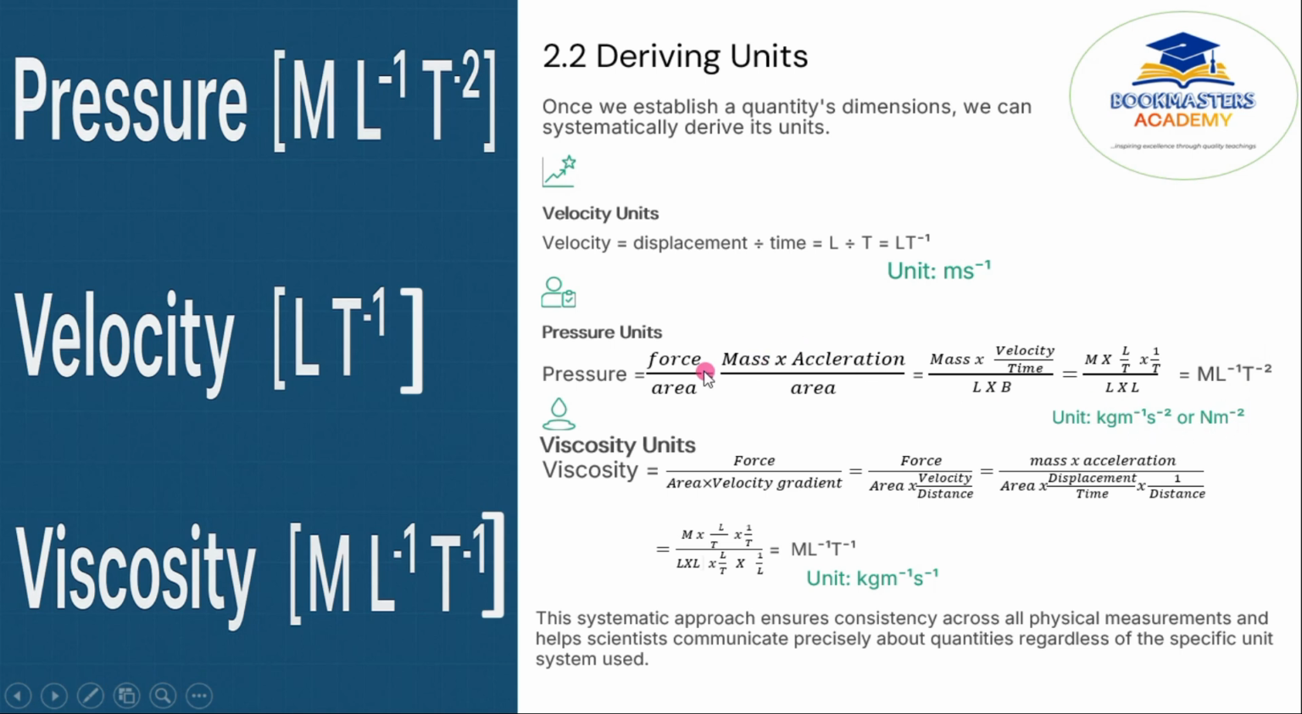Now, for pressure, we usually have an SI unit in physics. This is not usually derived. This is different from the derived unit. The derived unit is this.